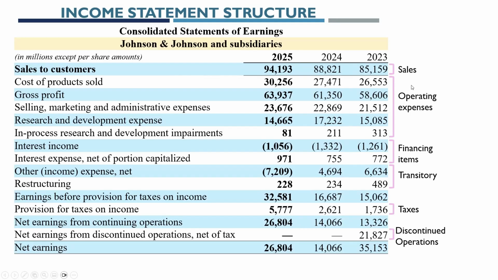Then we have our expenses. So the first general category are operating expenses. And the way that they're grouped here is how closely related to the generation of sales. So cost of products sold is the expense that's most closely related to the generation of sales. It receives this prime position on the top. And then we have selling, marketing, and administrative expense, which is the supporting operating expenses. And then we have R&D, research and development.